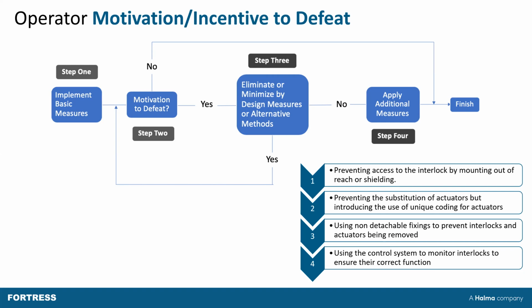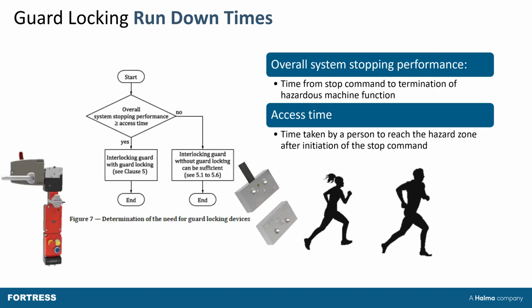Thank you. Yeah, so motivation to defeat is a key part when you're looking at your interlocks and how your whole safety system works. Another key question when looking at interlocks is: do you need guard locking? Guard locking basically holds the gate shut. So rather than being able to immediately open the gate whenever you want, it holds the gate shut until a certain point. And for safety reasons, the only reason you ever need guard locking is if the overall system stopping performance is greater than the access time.